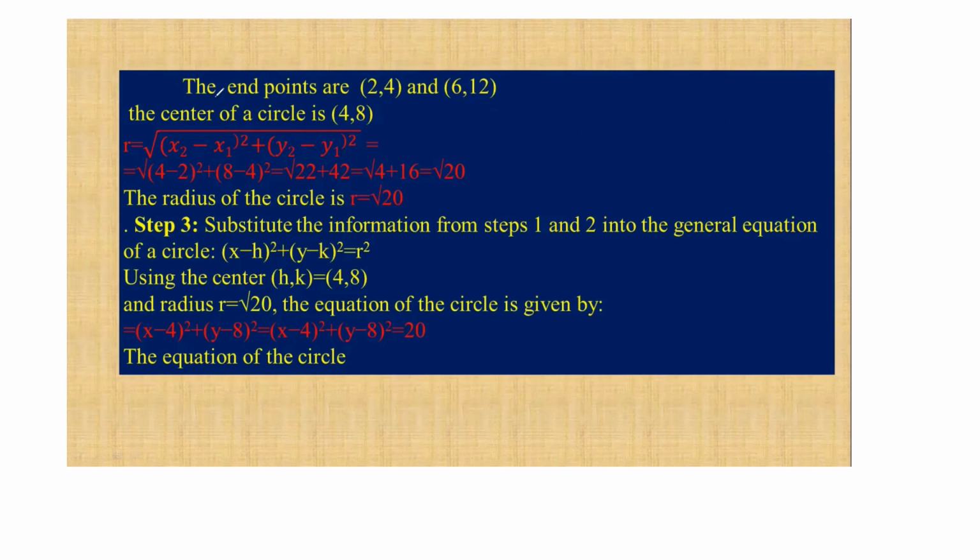The endpoints are given, which are (2, 4) and (6, 12). The center of the circle is already calculated. Using the distance formula, you can calculate the radius of the circle. So, using this, the radius of the circle is radical 20. Now, if the center and the radius of the circle are found, you can write the equation of the circle. That is the equation of the circle.